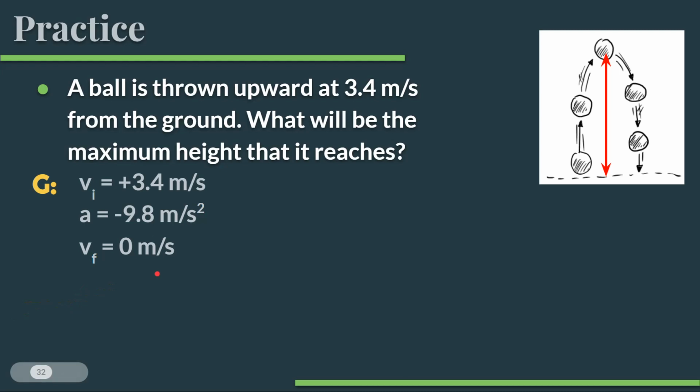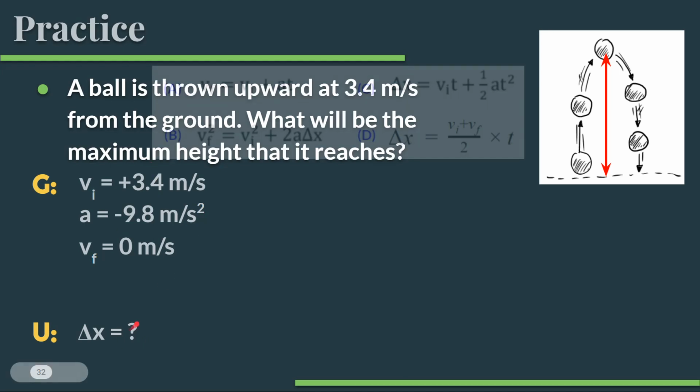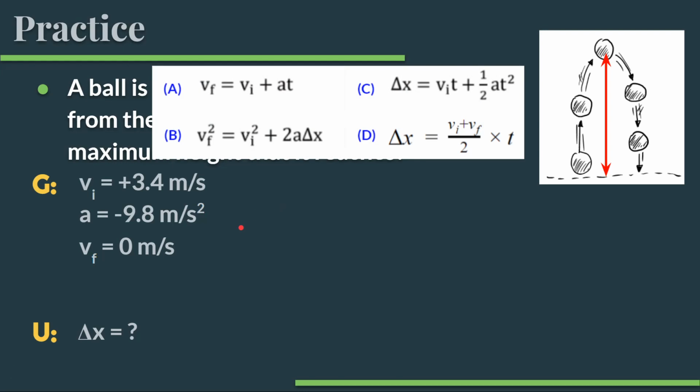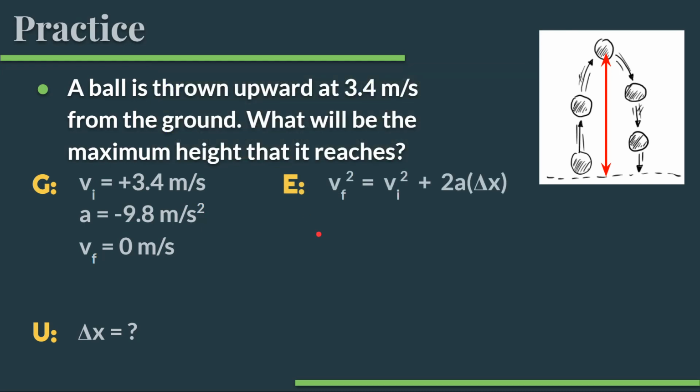But I have VI, A, VF, and I'm looking for height, which means I'm looking for displacement. With this information, VI, A, VF, and delta X, if I look at my equations, which one should I use? A, B, C, or D? B. That one has VF, VI, A, and delta X. That's exactly what I have written on my screen right now, so that is the one I would want to use to get this done in one step. VF squared equals VI squared plus 2A delta X.